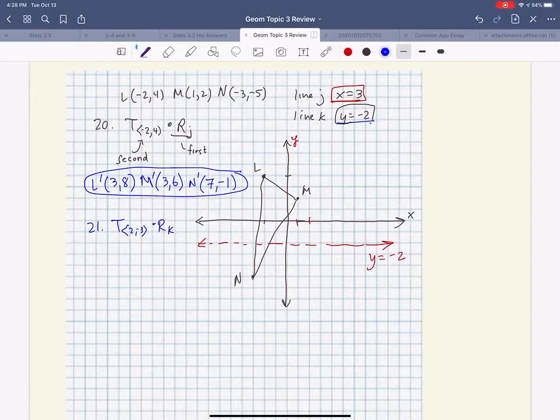And so notice N is 3 below the line, so we've got to be 3 above the line. 1, 2, 3. L is 1, 2, 3, 4, 5, 6 above, so I need to be 6 below. M is 4 above, so I have to be 4 below. 1, 2, 3, 4. Okay, so there's my new shape.